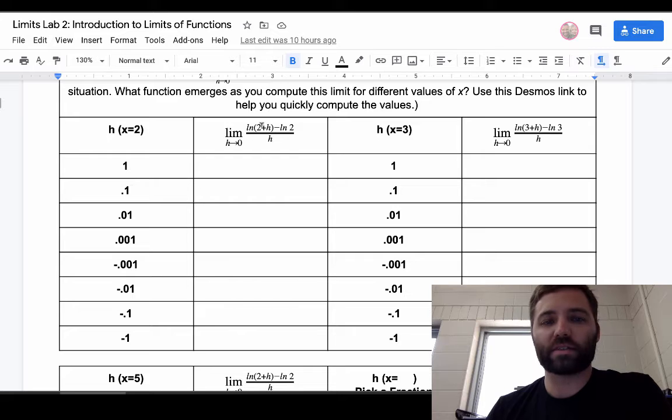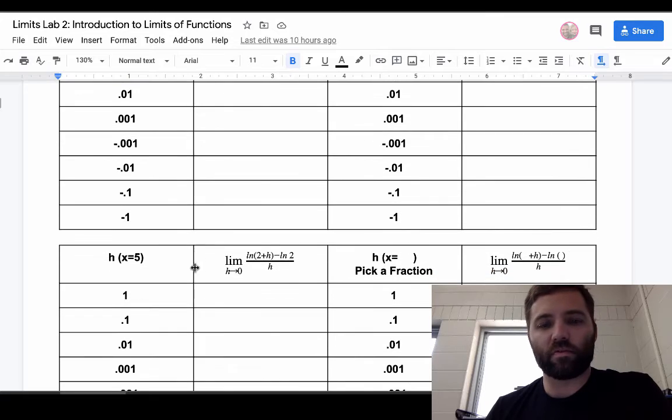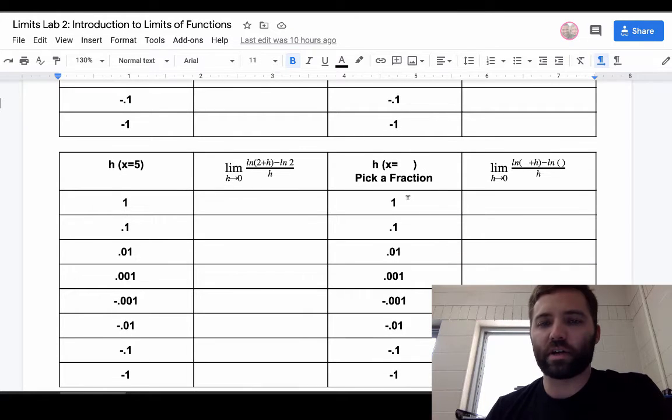So when x is 2, in other words, when I'm trying to figure out what this limit is, what is the limit? So you figure it out there. Then you do the same thing for 3, and then the same thing for 5. And then over here you pick a fraction. Technically 5 could be written as 5 over 1, but make it a fraction that's between 0 and 1.